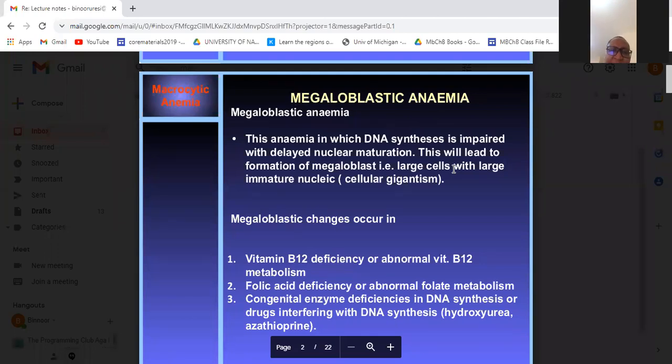so you don't get it in the body. The other cause of megaloblastic anemia is folic acid deficiency, but again, abnormal folate metabolism for any reason. I think we'll be talking about that. And finally, any congenital enzyme deficiencies in DNA synthesis or drugs that interfere with DNA synthesis, e.g. hydroxyurea, azathioprine, methotrexate. Yeah, those are drugs that interfere with DNA synthesis. So they interfere with DNA formation for all cells, including the red cells. So you result in megaloblastic anemia. Next slide.